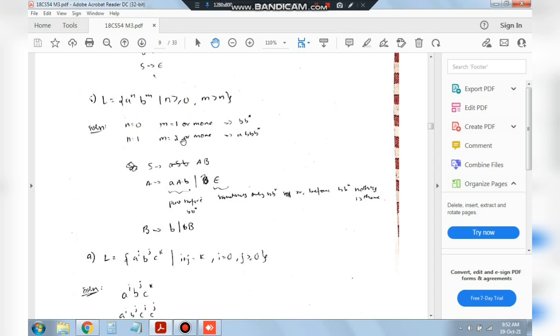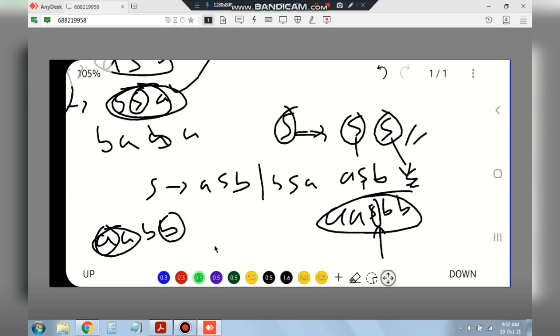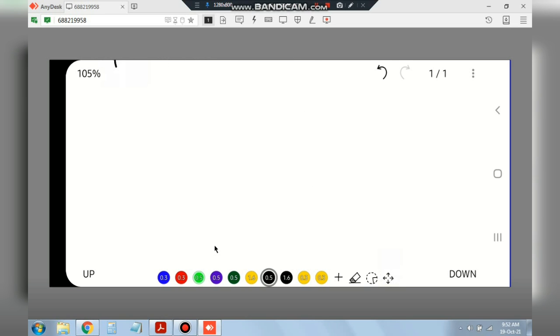And if n is 1, m will be 2, 3, 4, 5. If n is 2, it will be 3, 4, 5. Like that it will go on. Okay. So let's write down the possible strings here. The string given is a power n and b power m, and the rule is n is greater than or equal to 0, m is greater than n.